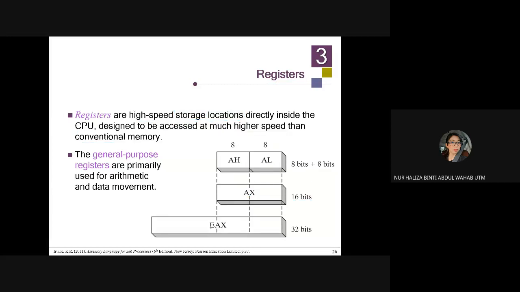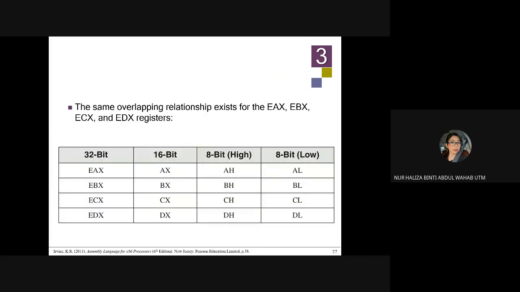This is accumulator high, this one is accumulator low, this one is the accumulator register. This is for your register for EAX, but this is in terms of 32 bits. So this is basically how your register looks like. And you can see under 32 bits, under 16 bits, what type of register. And you will know that A is accumulator, B is base, C is carry.